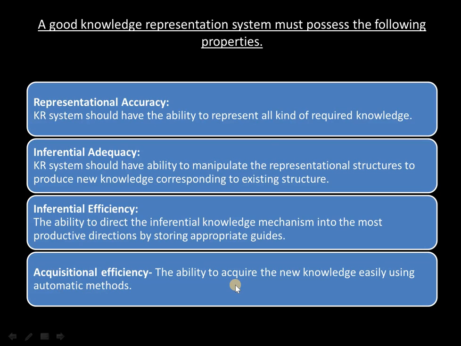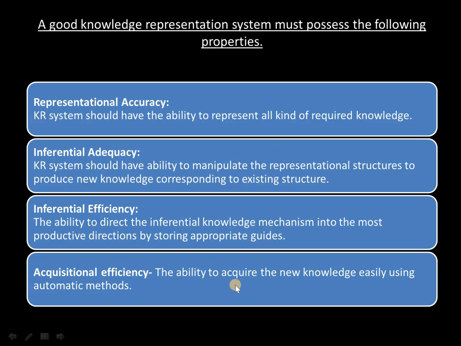And the next quality of a good knowledge representation system is inferential adequacy. That means the method of converting the already existing knowledge, the already represented knowledge, into a new idea. That inference is to be done and that is to be adequate.